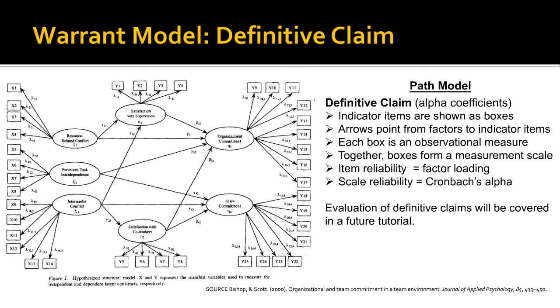In the Bishop and Scott paper, the factor loading table, Table 1, can be found on page 444. You may want to pause the replay of this tutorial here to review this table. Ask yourself which indicator item would be best to use for each factor. Which indicator items should be removed because they are not reliable measures? I will pause shortly to allow you time to pause this video before we advance to the next slide.